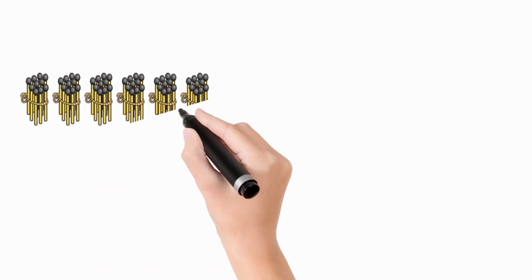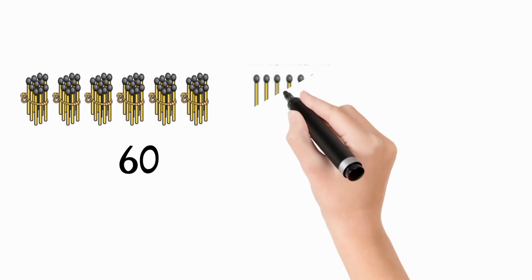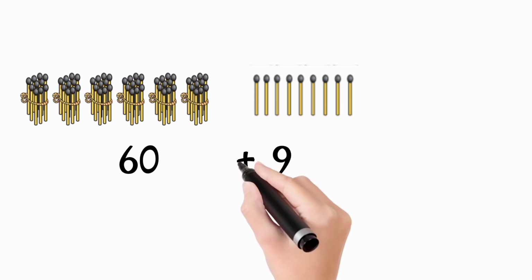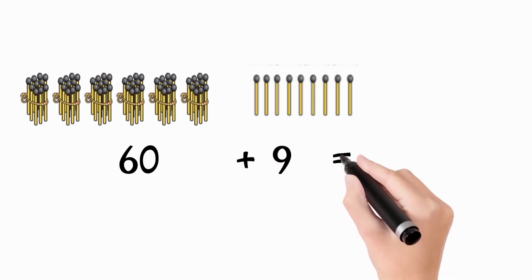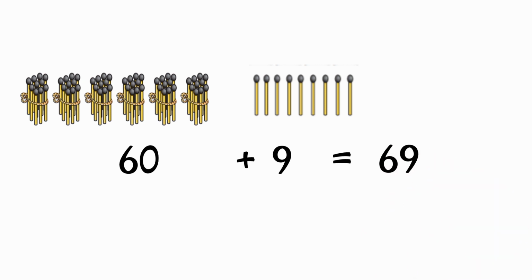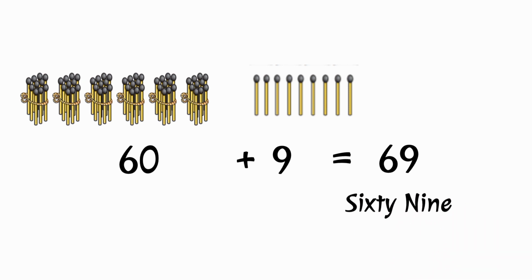Here we have 6 bundles, which means 60, and 9 loose matchsticks. So 60 plus 9 is equal to 69. 6 tens and 9 ones. 69. इसे 69 कहते हैं.